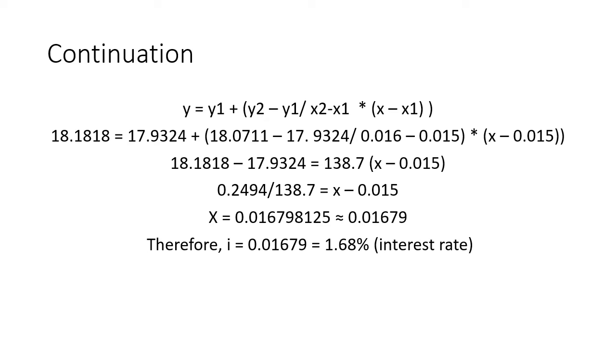Now, in order to solve for x, we need to add the 0.015 to the left-hand side of the equation. Therefore, if we do so, x is equal to 0.01679812425. If we round that off, that gives us 0.01679. Therefore, I is equal to, in percentage terms, 1.68%.